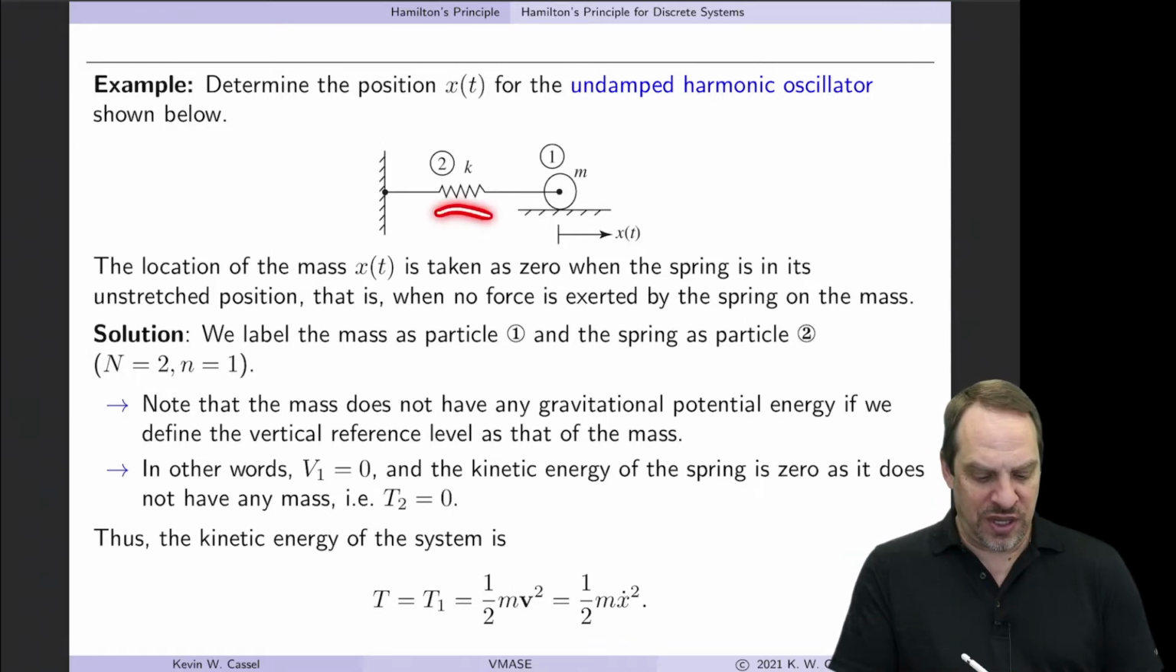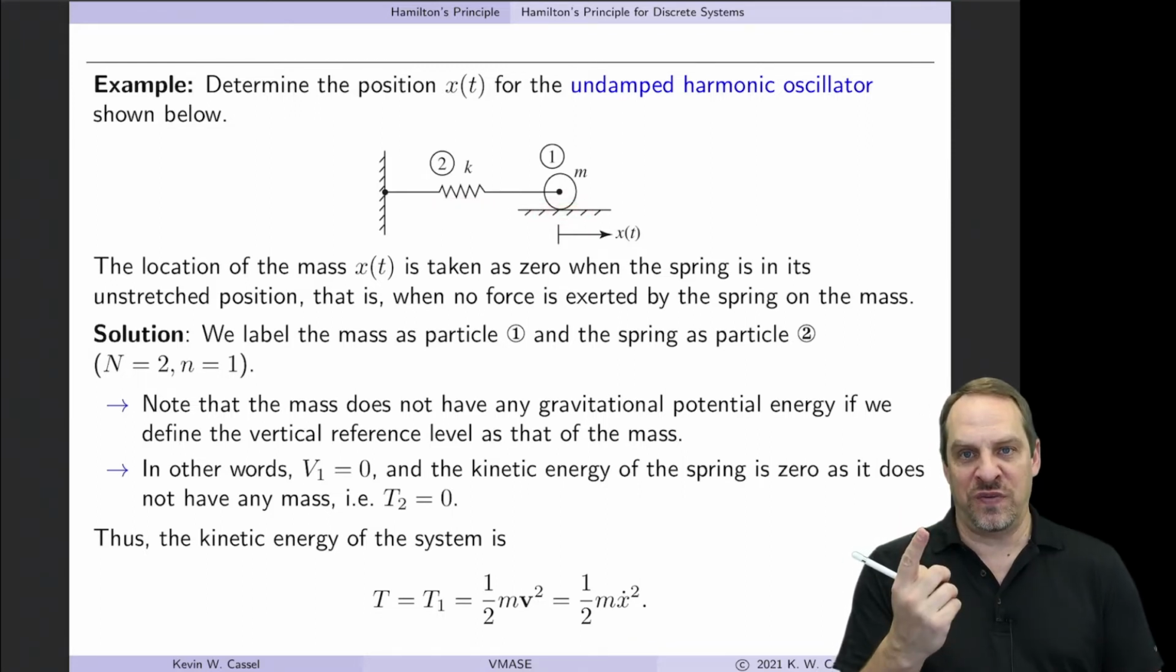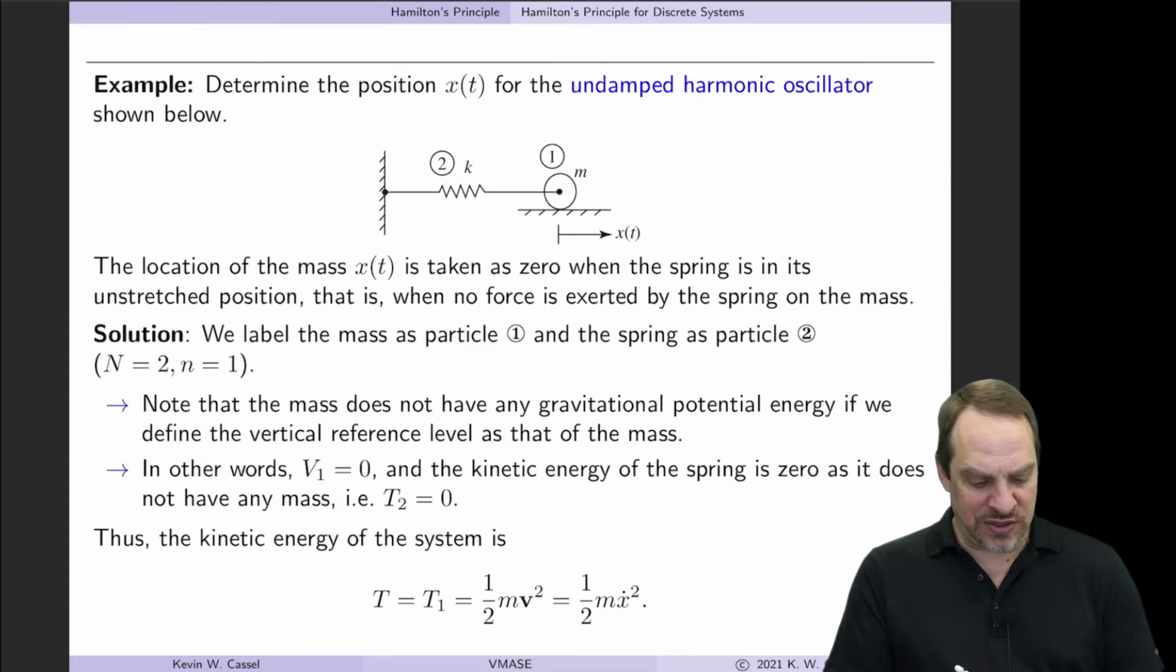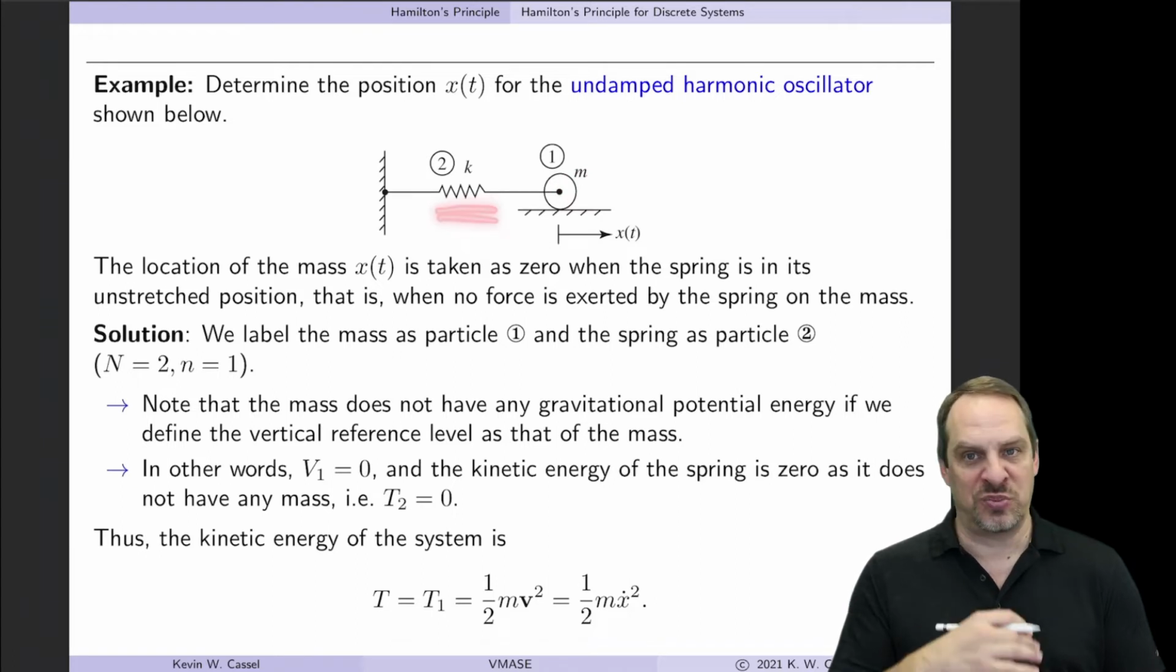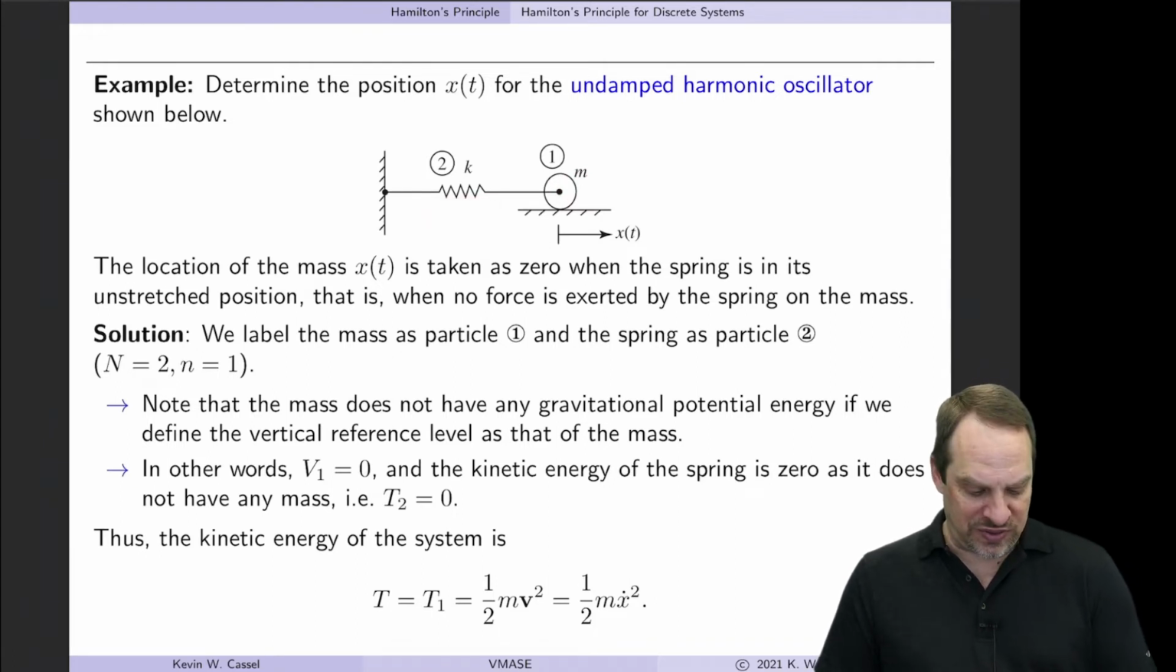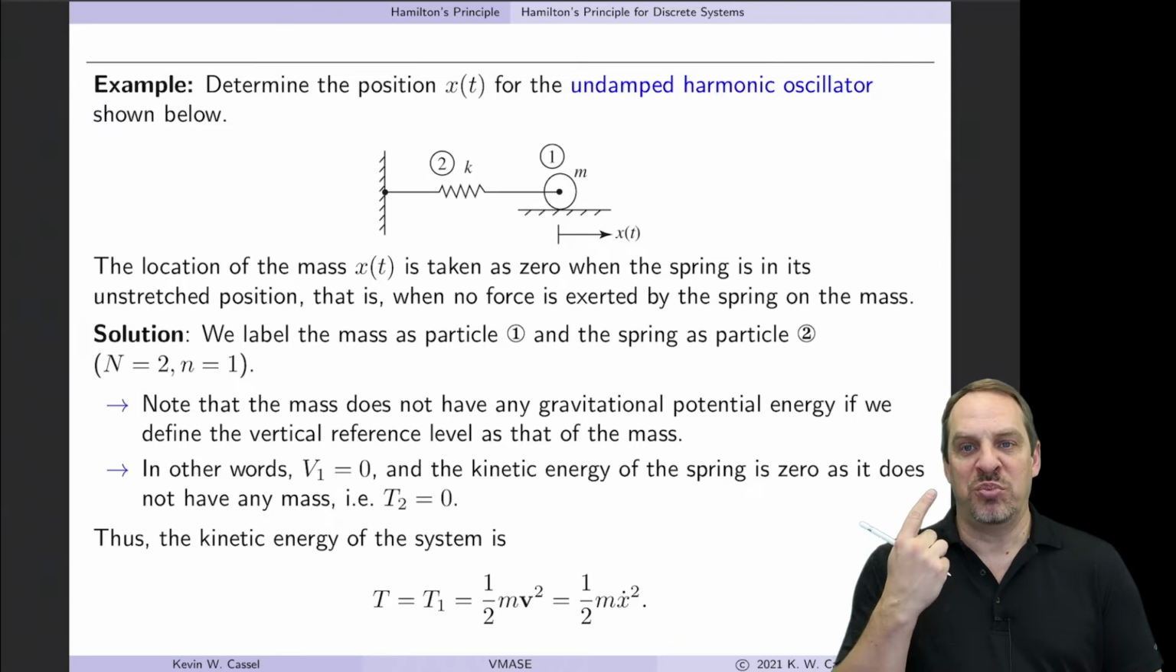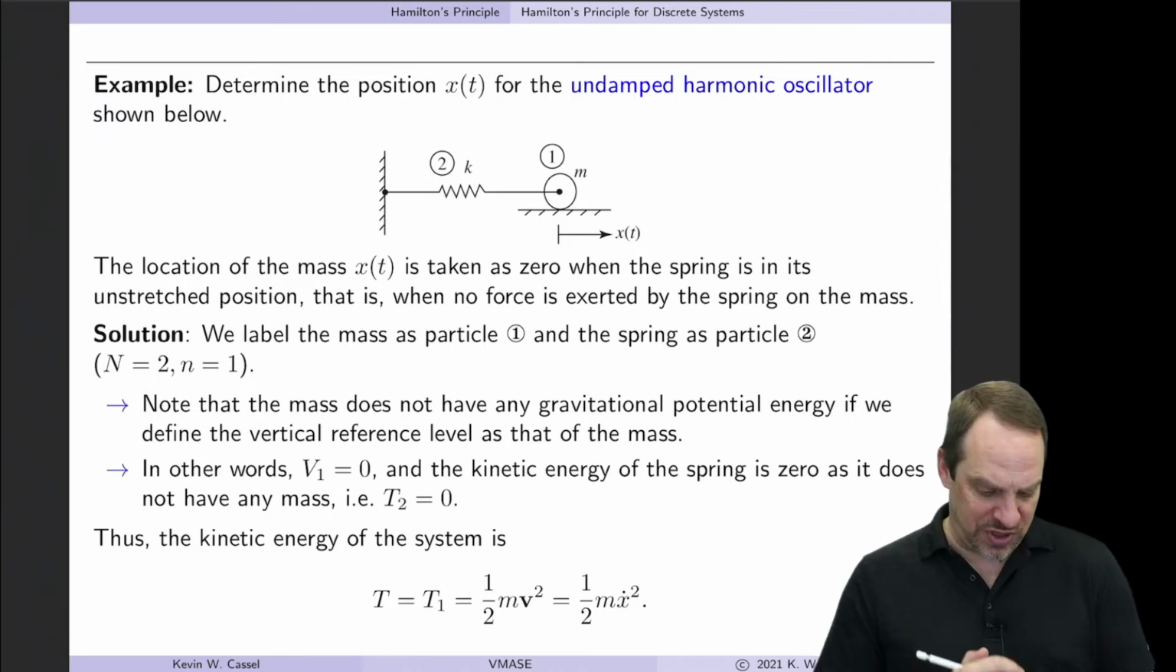This is a 1 degree of freedom system, even though we have two discrete pieces. There's the spring and the mass. But we only need one dependent variable. X is a function of t that tells us where this mass is. From that location, we can get the force in the spring and anything else we want about the system. So capital N is 2, but little n, number of degrees of freedom, is 1.